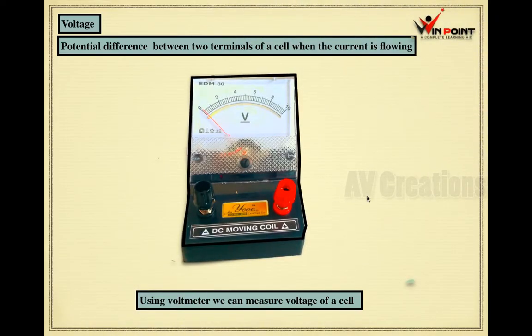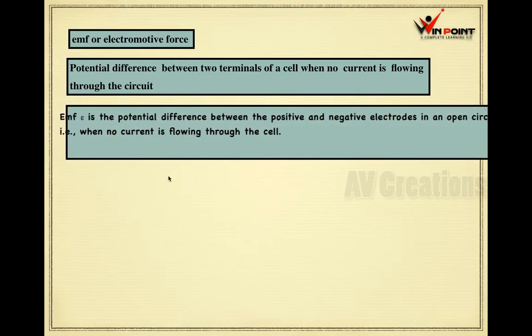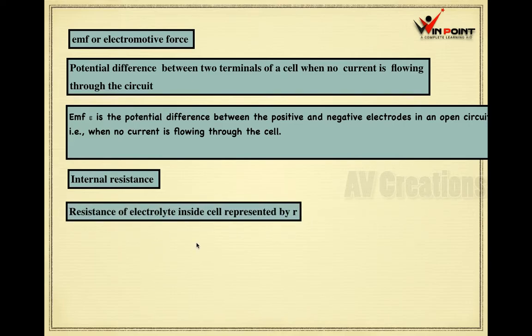EMF, or electromotive force, is the potential difference between two terminals of a cell when no current is flowing through the circuit, in an open circuit. There is no current flow. EMF is the potential difference between the positive and negative electrodes in an open circuit, that is, when no current is flowing through the cell. Internal resistance is indicated by the small letter r. The resistance of the electrolyte inside the cell is represented by r, and it is known as internal resistance.